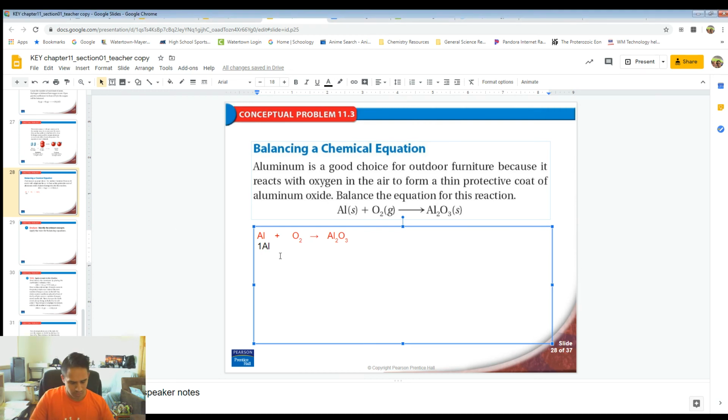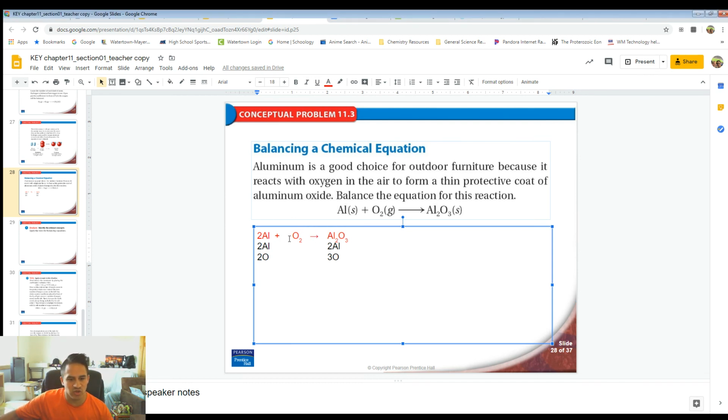So to balance this out, let's balance the aluminums first. On the product side, we have 2. On the reactant side, we only have 1. So let's put a 2 there. Okay, that will give us 2 aluminums. Now that balances the aluminums, but it doesn't balance the oxygens. Now we have 3 oxygens here and 2 there.